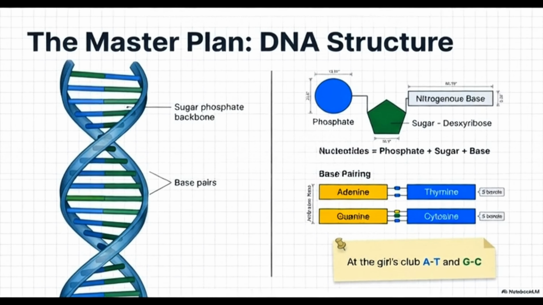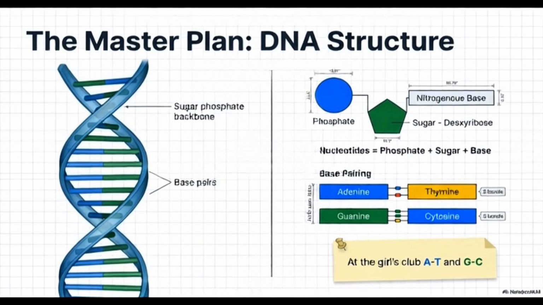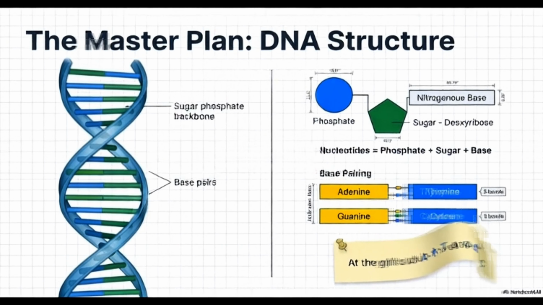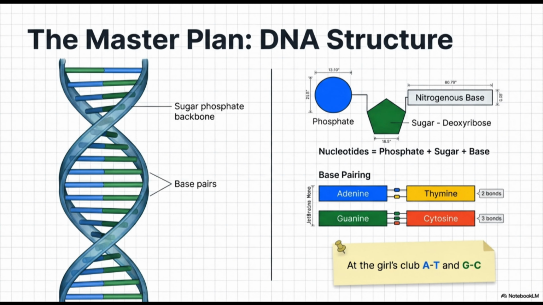Now let's talk about DNA, the molecule of life. DNA is made up of smaller units called nucleotides. Each nucleotide contains a sugar, a phosphate, and a nitrogen base. DNA has a sugar-phosphate backbone and bases that pair in a special way. Adenine pairs with thymine, and guanine pairs with cytosine. This pairing helps DNA store information accurately.